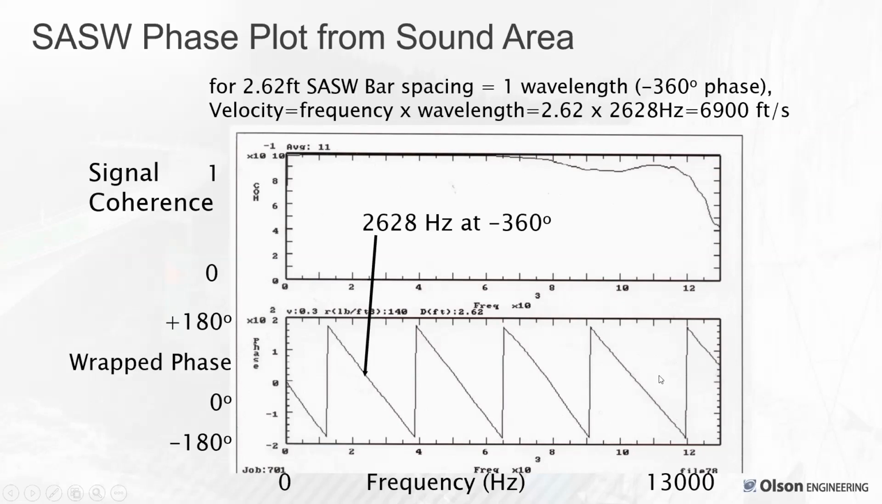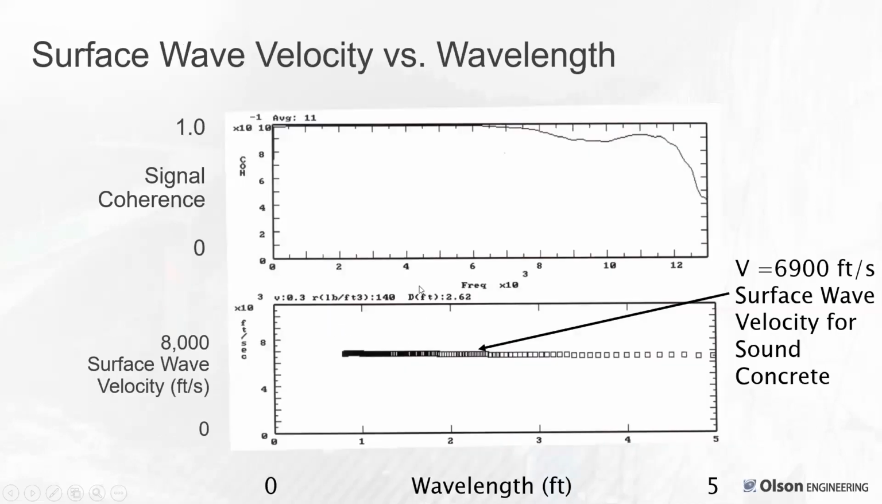So this phase plot goes from at high frequency short wavelengths to longer wavelengths of 5 feet or more at the low frequencies. That's all plotted as a dispersion curve or surface wave velocity versus wavelength. And the signal coherence again is shown, but the bottom plot is showing here's 8,000 feet per second, here's 0 on the surface wave velocity. Wavelengths going from basically 0.8 feet for that wide bar spacing up to 5 feet, and it's nominally 6,900 feet per second. Very uniform concrete, no damage.